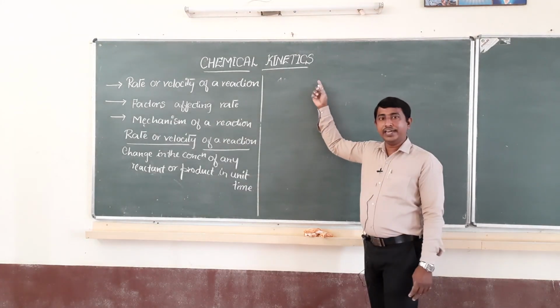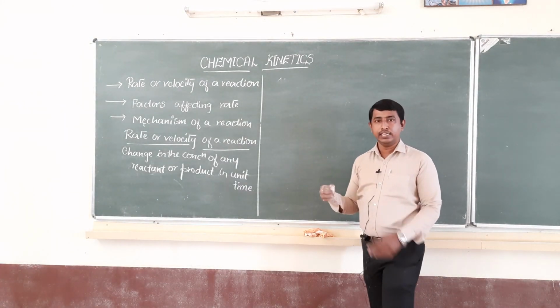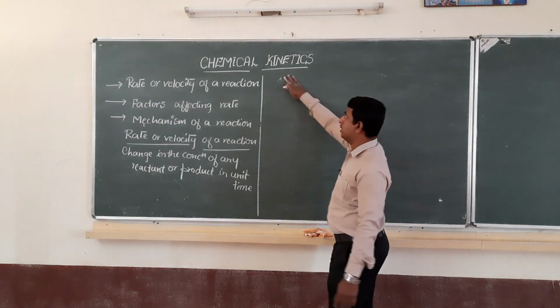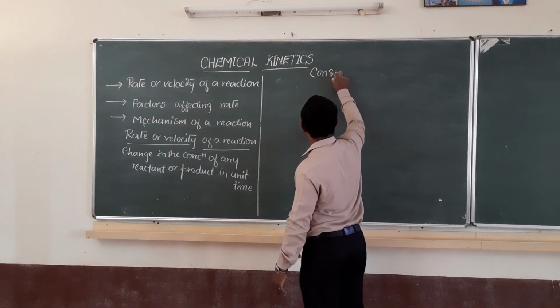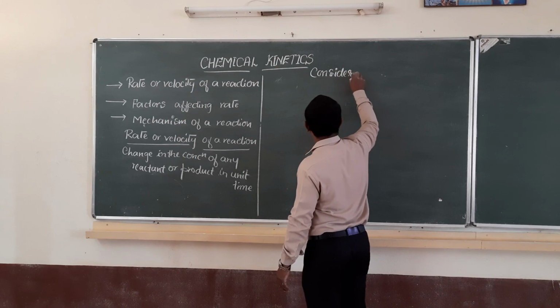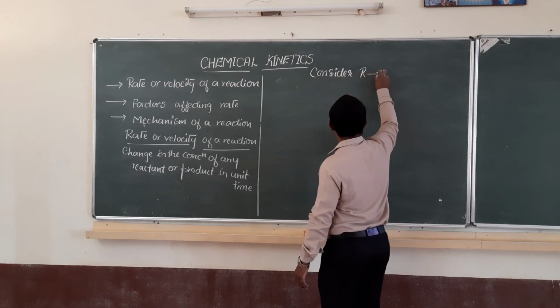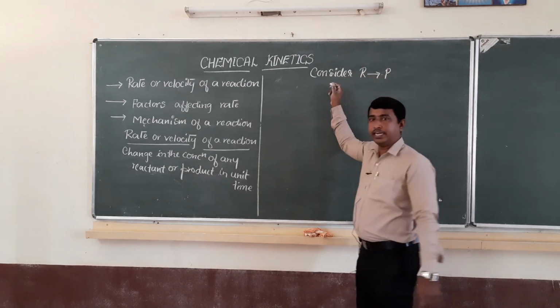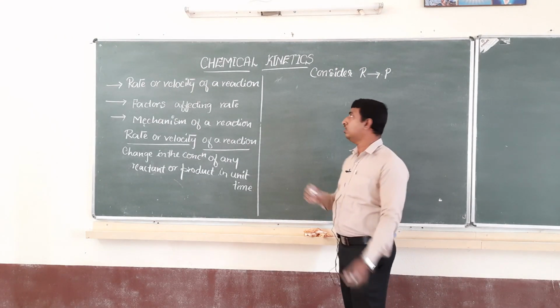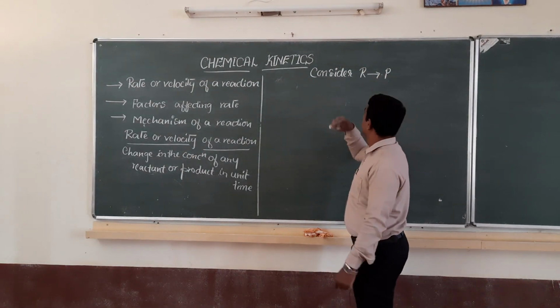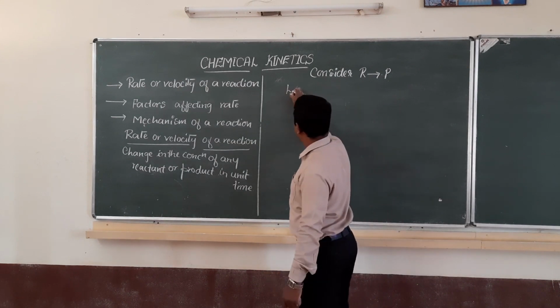Now, we'll write the expression for rate by taking a reactant as well as by taking a product also. So, I'll consider the same reaction. Let us consider a reactant R producing a product P.